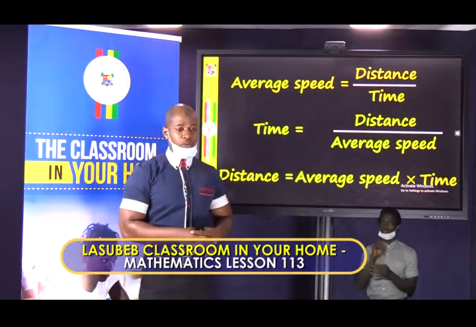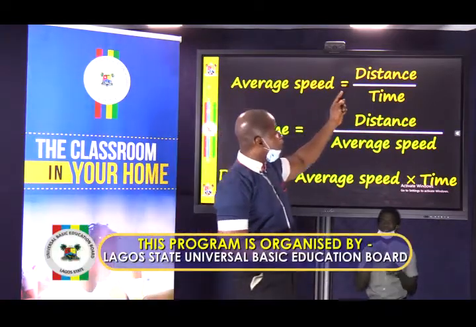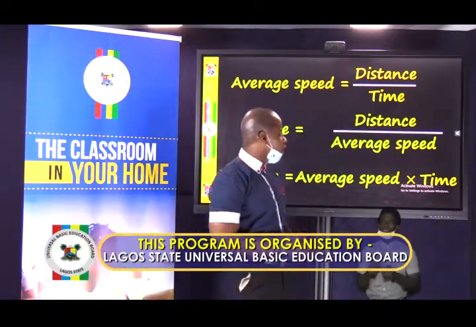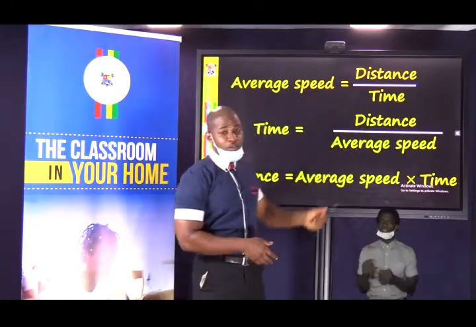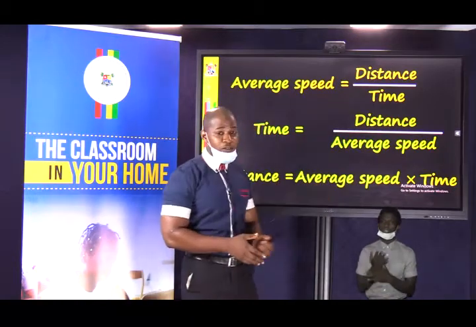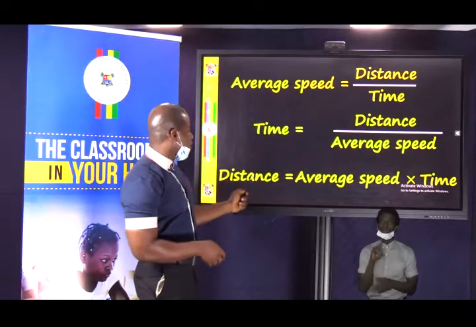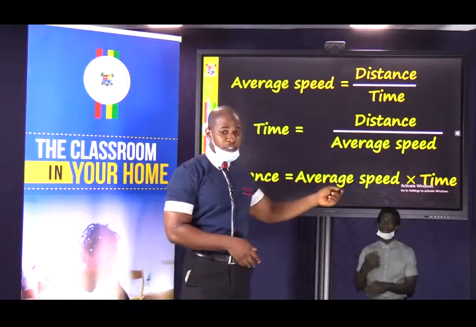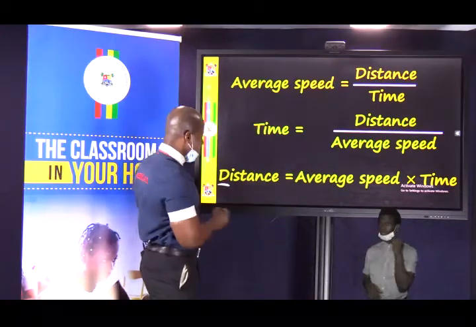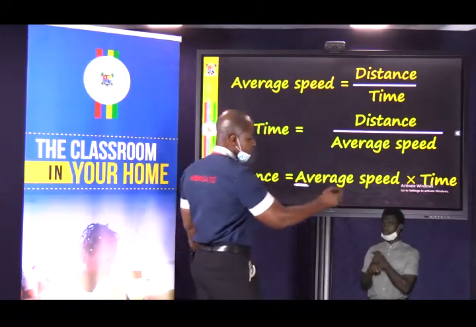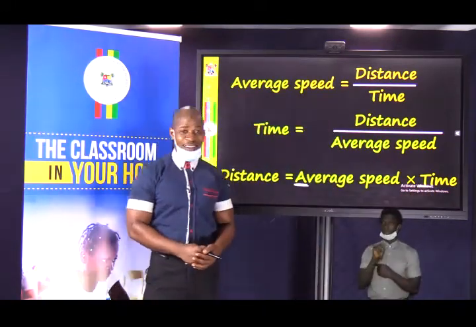These formulas are written right here. To find the average speed, all you need to do is to divide the distance by the time. To find the time, you will be given the distance and the average speed, so divide the distance by the average speed. And finally, to find the distance, you will multiply the average speed by the time. I want you to take note of this. Letters D, A, and of course T, D-A-T.